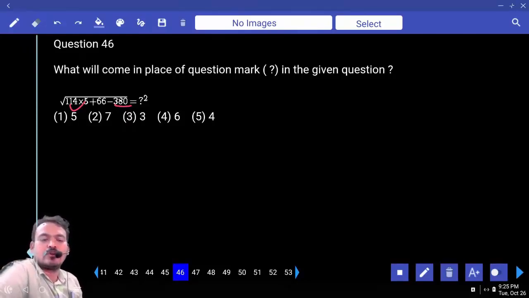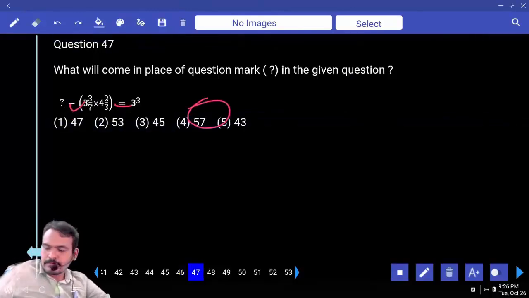114 into 5 times how much? 570. 570 minus 380? 190. 190 plus 66? 256. Which one square? 16 square, or not? Under root of 256 means we get the left hand side as 16. But 16 means which one square? 4 square. Then question mark is equal to 4, or not?